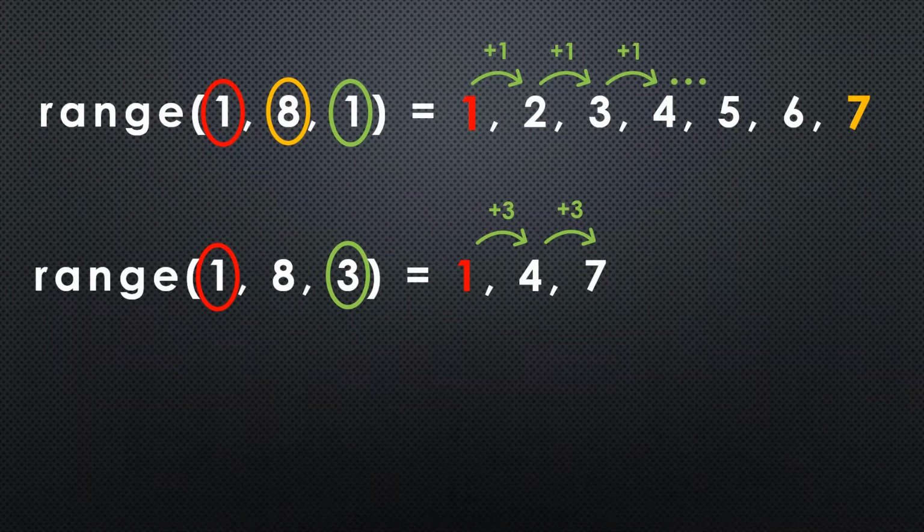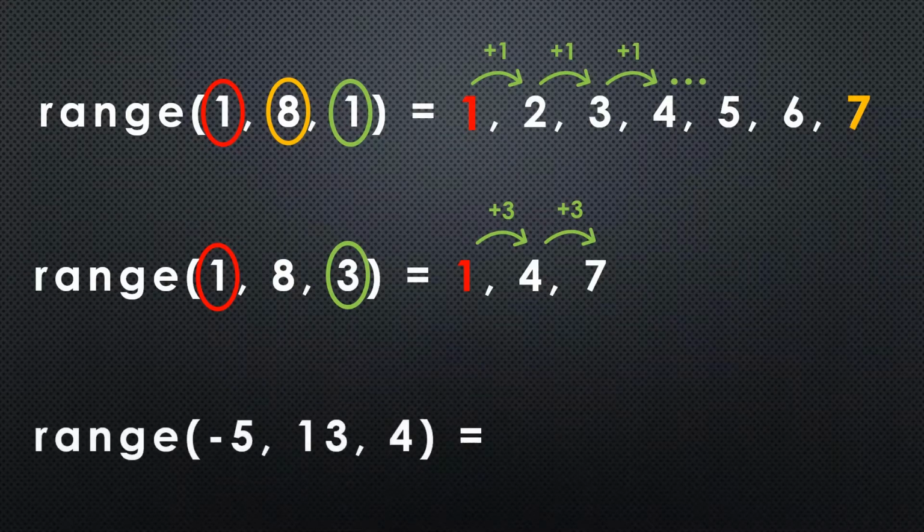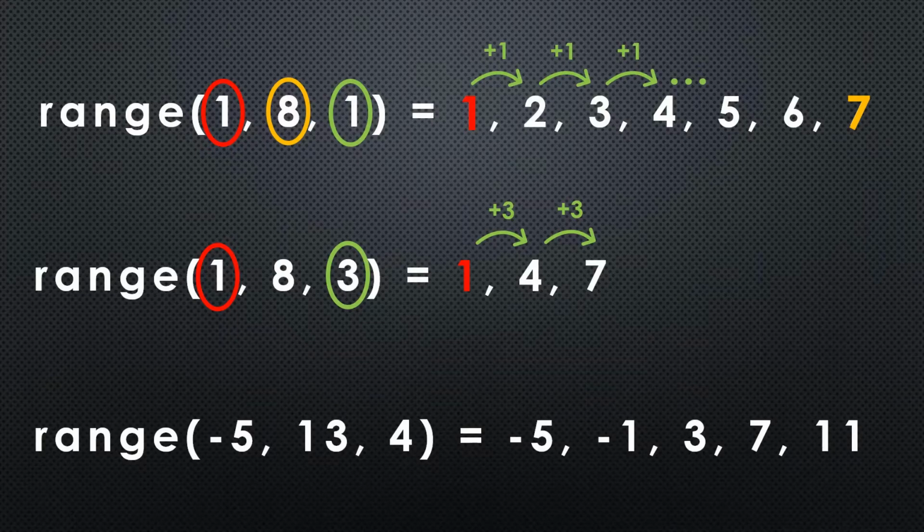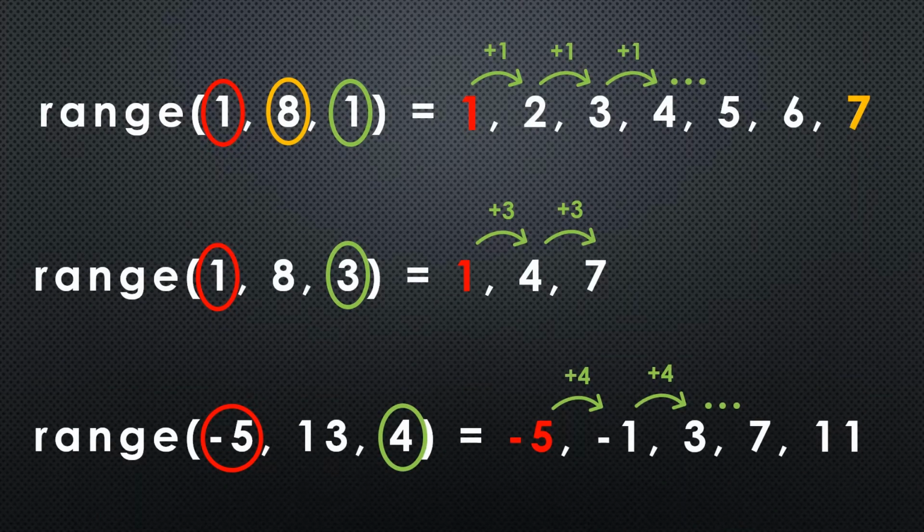If instead we write range of minus 5, 13 in steps of 4, this will give us the series minus 5, minus 1, 3, 7, 11. This is due to the first element being minus 5 and the step being incremented by 4 each time. You'll notice that in this case the maximum value is 11, because that is the maximum value that you can achieve by incrementing the values by 4 each time before you get to 13.